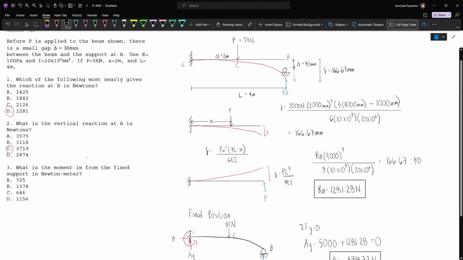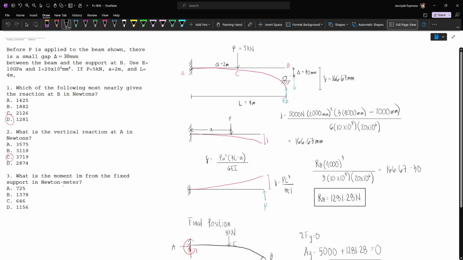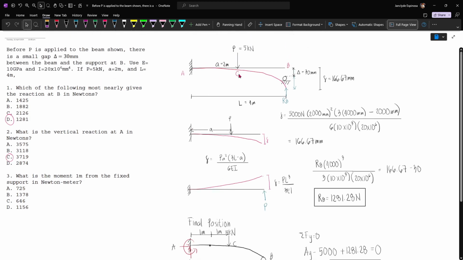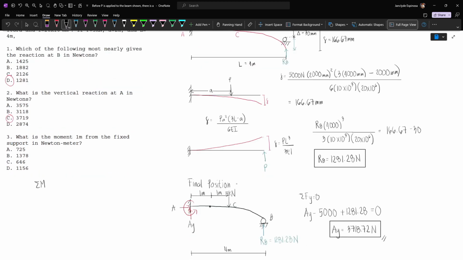For the last question, what is the moment 1 m from the fixed support in Newton meter? To solve this directly, let's just take moments from the right, so we don't need to solve the reactions at A. Taking moments from the right, the total distance is 4 meters, so this is 1 meter from the fixed support. This is also 1 meter, because our A is 2 meters. So, the summation of moments about this point, let's say this is D. We have 5 kN, so 5,000 because we need Newton meter, times the moment arm which is 1, minus 1281.28 multiplied by the moment arm which is 2 meters plus 1 meter. So this will be 3.